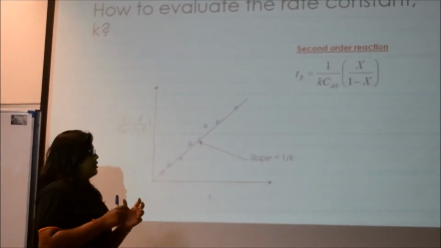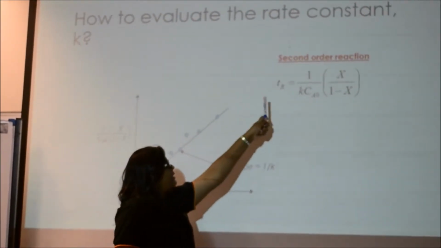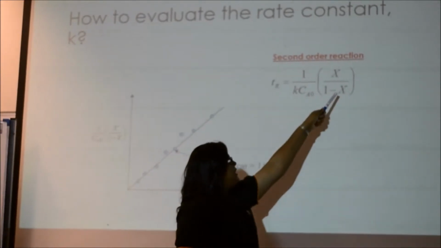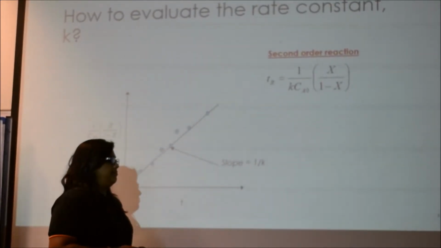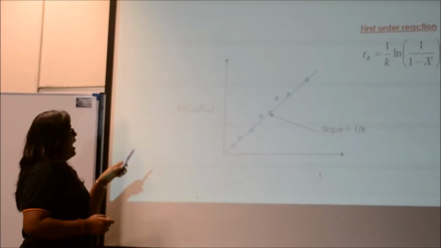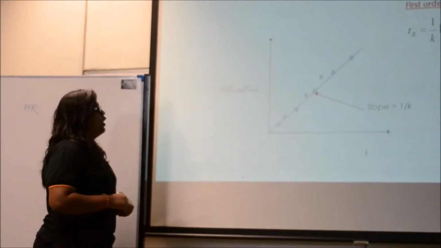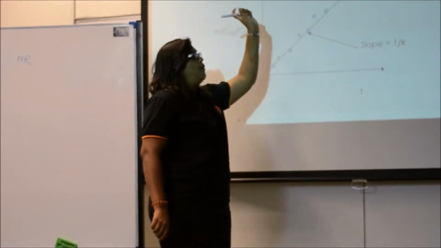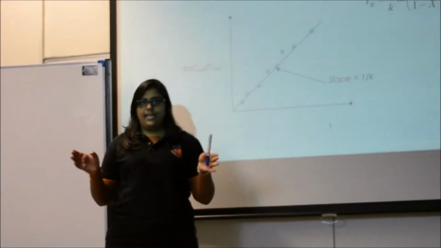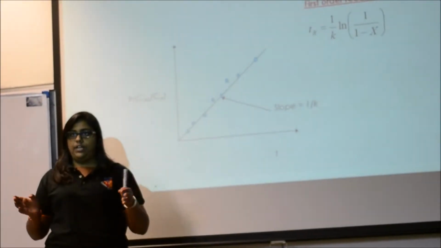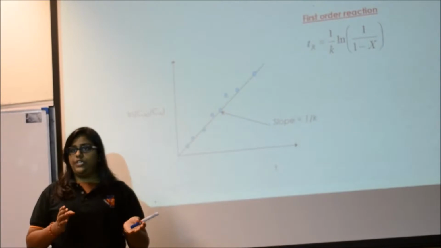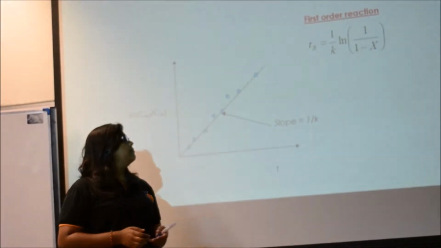Imagine a second order reaction. We can calculate the time of reaction using this specific equation. And in our first order reaction, we have to use that equation. Remember this, a first order and a second order reaction is totally different. So both come along with different equations and different consequences.